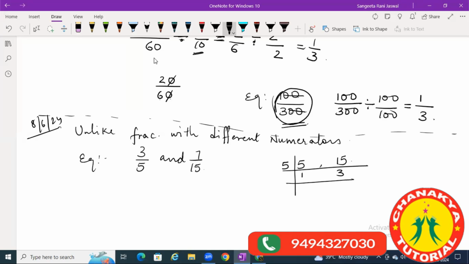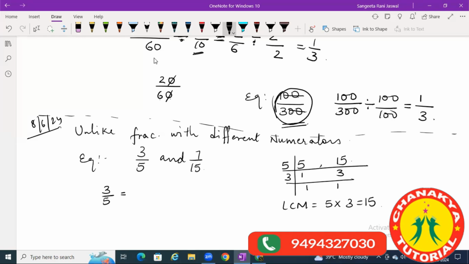Then 3, 1 and 1. Now the LCM here is 5 into 3, which is equal to 15. Here also, 5 is a factor of 15, so 15 is the LCM. If one number is a factor of the other, then the higher number is the LCM.